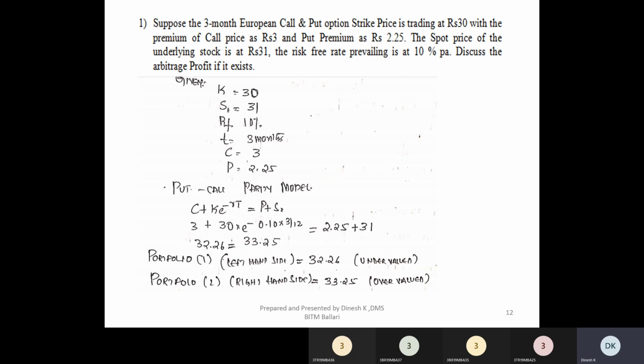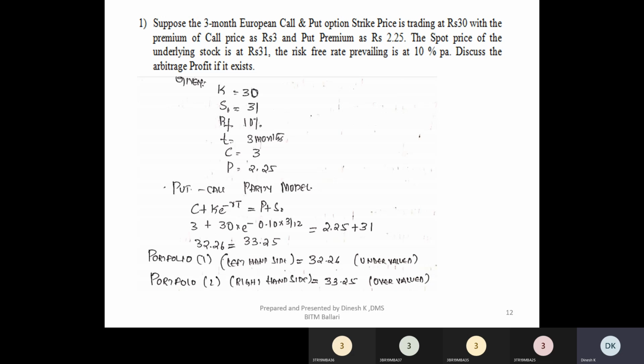put premium. Put premium is 2.25 plus the spot price is 31. Right. So simplify first: 3 divided by 12 multiplied by 0.10, then take exponential to the power of minus that value, then multiply that with 30, then add 3. That will give you the value of your left hand side portfolio, which comes out to be 32.26. And the right hand side portfolio value is very simple to substitute, that is 2.25 plus 31, which comes out to be 33.25.